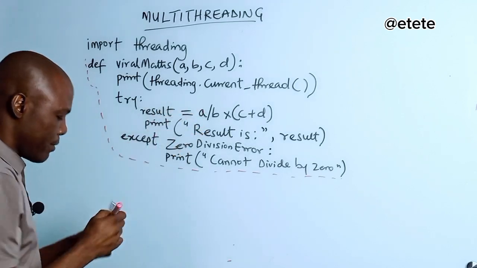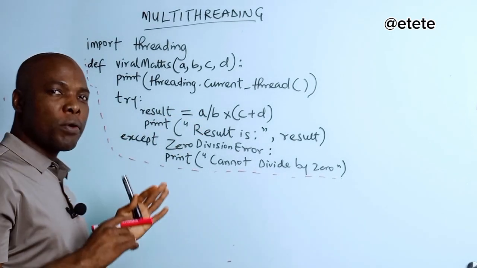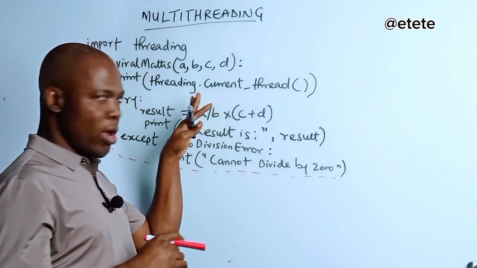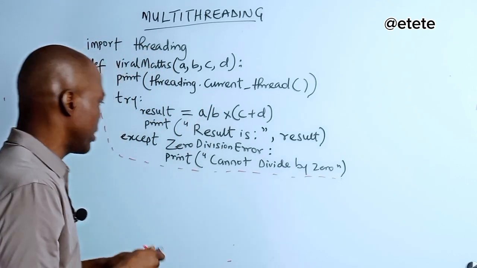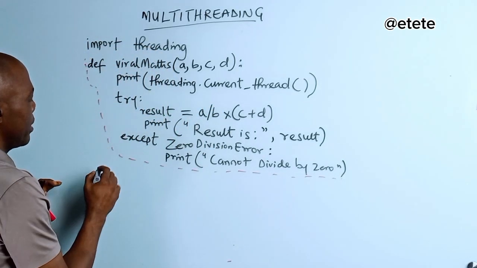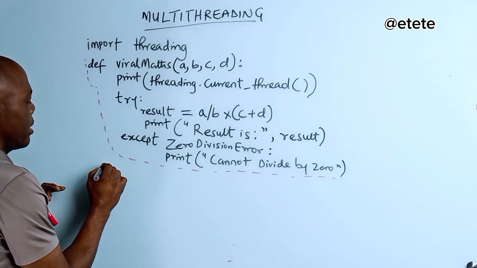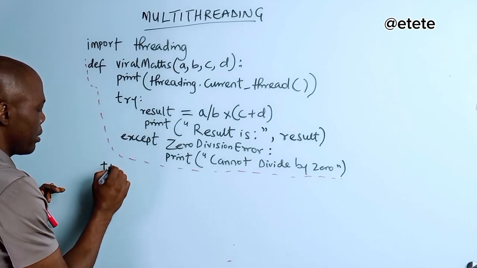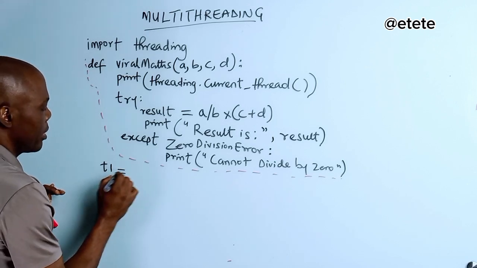This is my task that I've created on the board. So the next thing I want to do now is to create two threads that will perform this task. That is what I want to create now. So I will call the first thread T1.